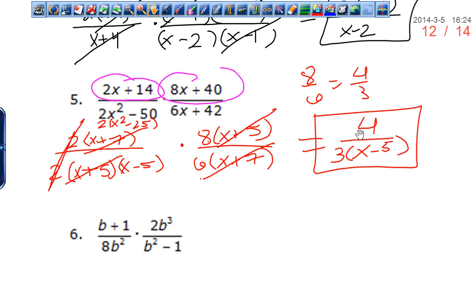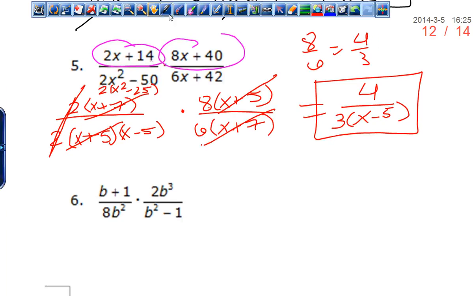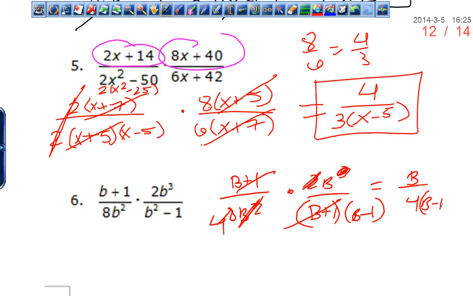Number 5, 4 over 3 minus x. Number 6 I did not do, but here we go. b plus 1 over 8b squared times 2b cubed over b plus 1, difference of squares. So b plus 1's cancel. b to the 3rd and b squared, so that's going to leave me 1b on top. 2 over 8 leaves me a 4 on bottom. So my answer is going to be b over 4 and then b minus 1.